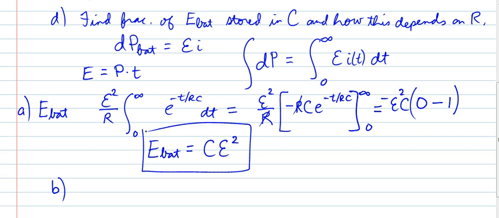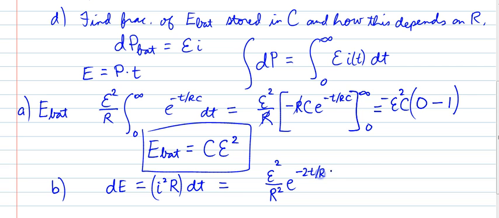In part B, we're going to do the same thing, but with the power in the resistor. So now I'm going to have dE is equal to I squared R dt, because there's my power. We're going to square the entire expression for current, so we're going to have E squared over R squared times e to the negative 2t over RC, and we're going to integrate this from 0 to infinity with respect to time.